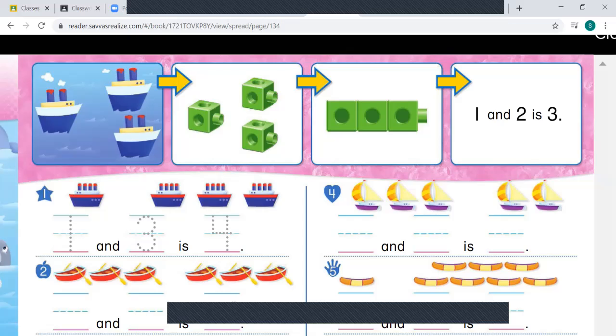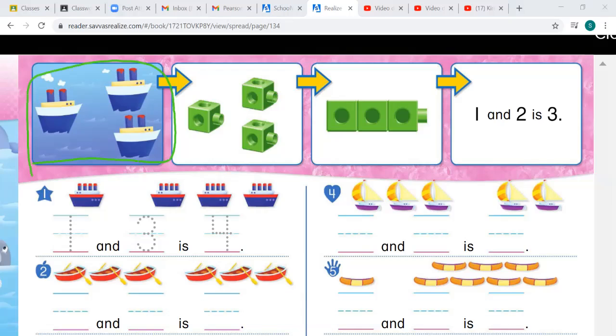All right, let's look at our first box right here. What joining story can we make up about the boats in this box? All right, we can say I saw 1 boat on the ocean, and then I saw 2 other boats on the ocean. How many boats were there altogether? Let's look in our second box. What can you show with cubes? You can show the boats.